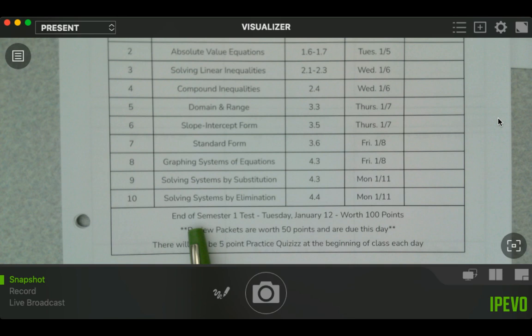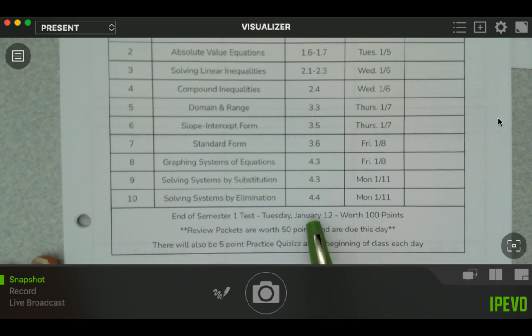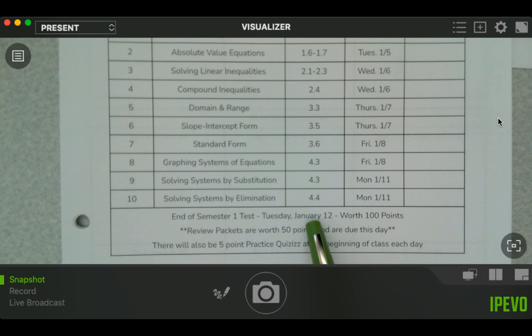Okay? And then the test is going to be on Tuesday, January 12th. At least right now, that's the plan. I might move this back a day if I feel like we need an extra day to get ready. My only hesitation is that I want to make sure everybody has a chance to take it before the end of the semester because you don't exactly get an extension.